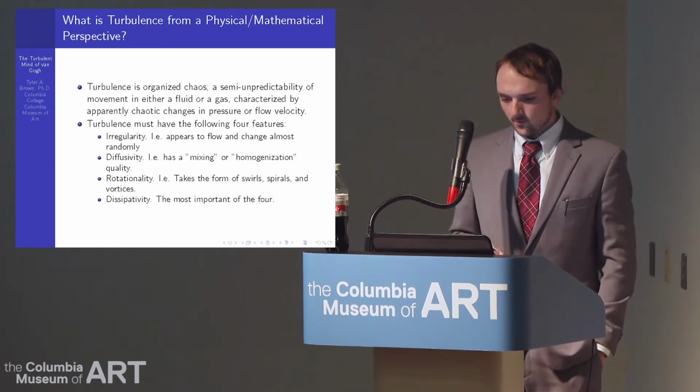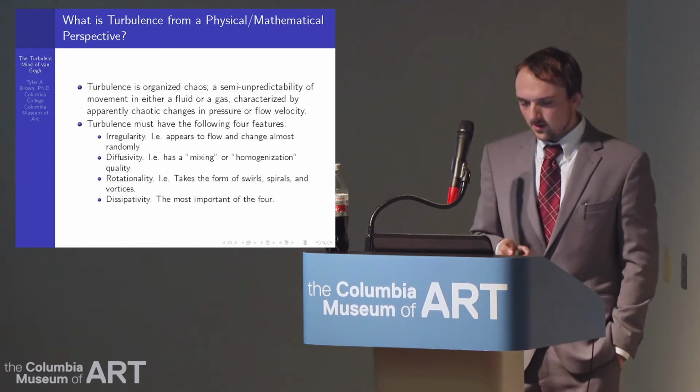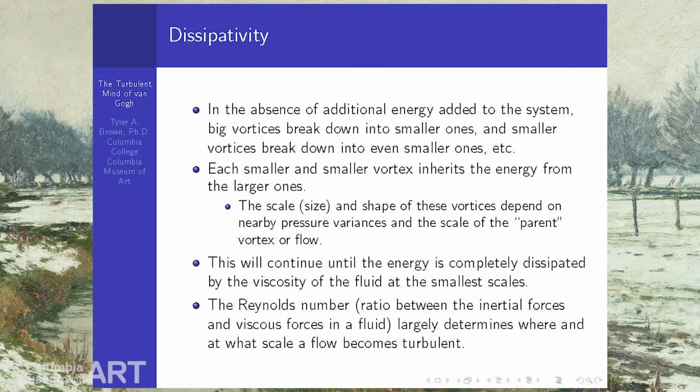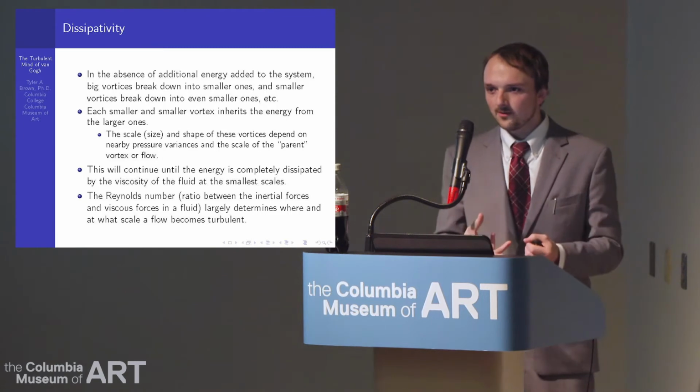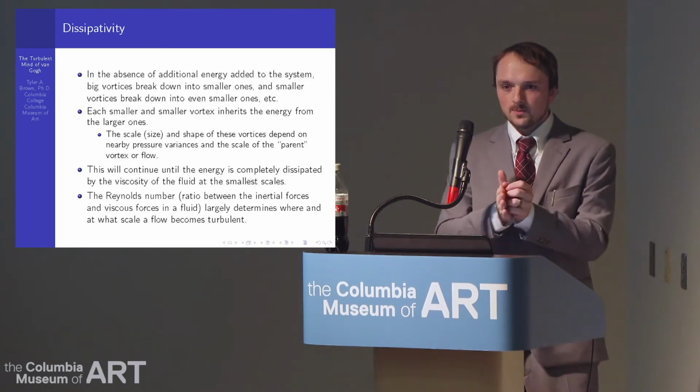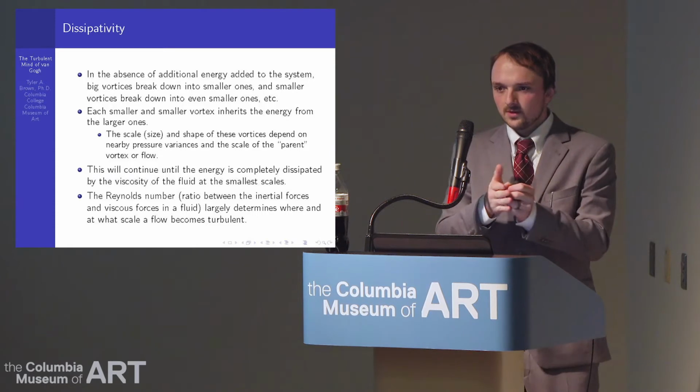And the most important of the four qualities is dissipativity. What is that? In the absence of additional energy added to the system, big vortices break down into smaller ones, and smaller vortices break down into even smaller vortices. This goes on and on until the size of the vortex is so small that the viscous forces at a molecular level dissipate the energy of the system completely. So you have smaller and smaller spirals until the fluid becomes so sticky that you can't really spiral anymore.